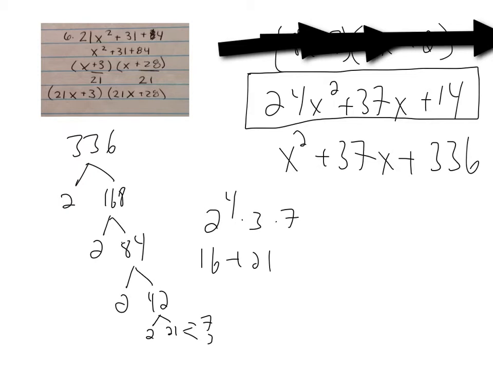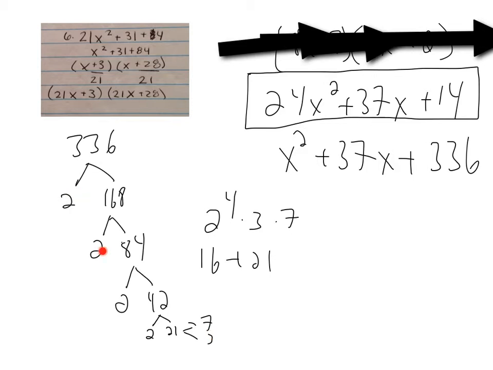So I multiplied 24 by 14 and got 336. And then I had to come up with the factors of 336 that would add to give me 37. I know I'm going to add them because they're two positives. So I made a factor tree because I didn't know the factors of 336. And I listed all the prime factors.